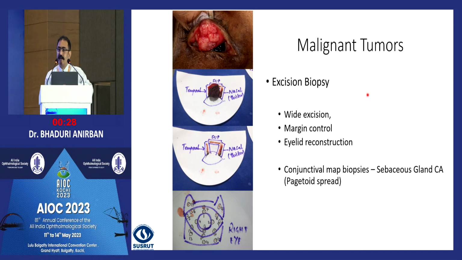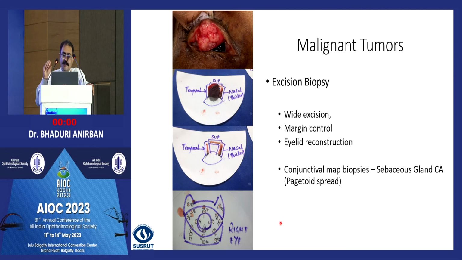So in a malignant tumor, this is how you would change your strategy. You would go beyond the visible tumor margin, so you do a wide excision. You also want margin control so that you know whether your excised margin is free of tumor. If you have frozen section control, great. Otherwise, you can ask your pathologist to expedite the examination of the margins and then go ahead and do the eyelid reconstruction. In sebaceous gland carcinoma, additionally, we would also do conjunctival map biopsies.